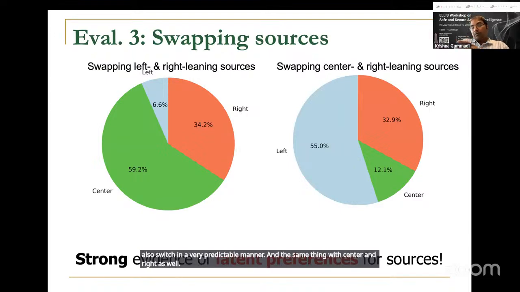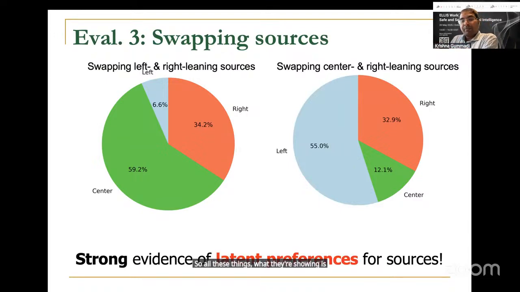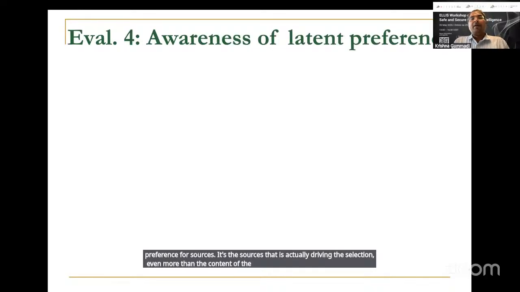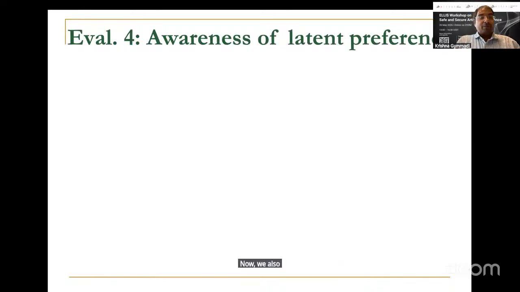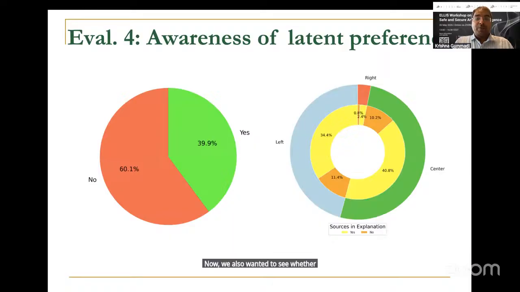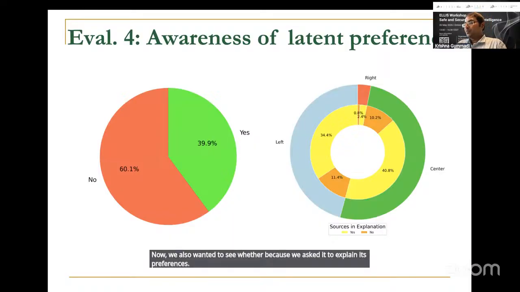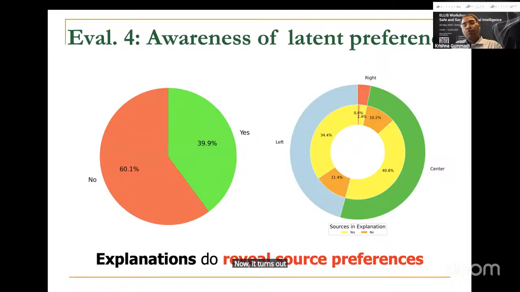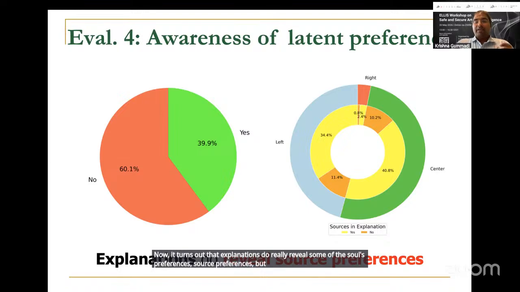So all these things are showing strong evidence for latent preference for sources. It's the sources that are actually driving the selection, even more than the content of the articles themselves. Now, because we asked it to explain its preferences, we also wanted to see whether, in the explanations, the model would actually admit that it's being influenced by the source. It turns out that explanations do reveal some of these source preferences, but not all the time. It reveals around 40% of the time.